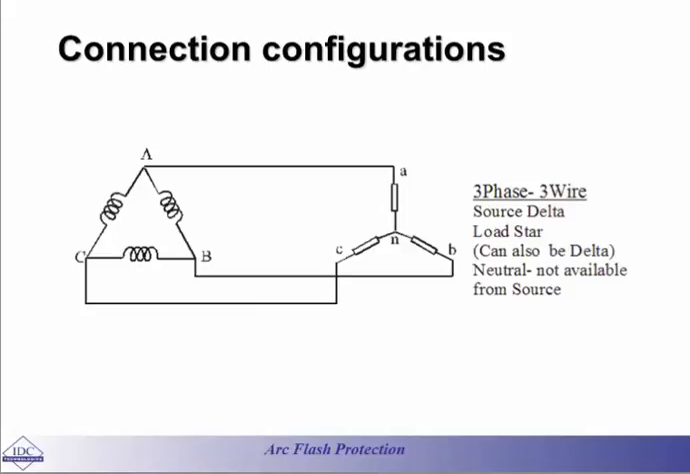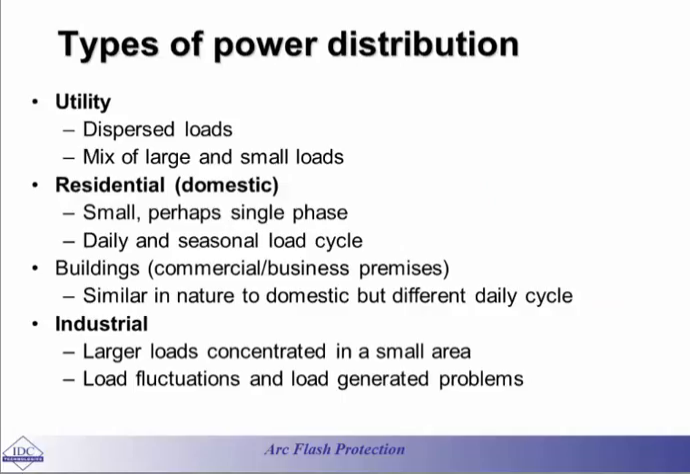Finally, it is possible that, for example, the source is delta and the load is a star. Well, again, the utility company does not have any neutral point to offer to the customer unless they have used an earthing transformer whose configuration is normally zigzag. All right, so these are different types of configuration and connections.